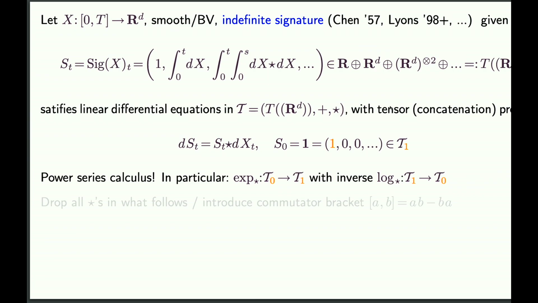And so let me define the indefinite signature. Indefinite means there's a little time t that you're still willing to have running. And so what you get here with these iterated integrals are just a lot of objects that you can put in this big space here that's known as the tensor algebra.